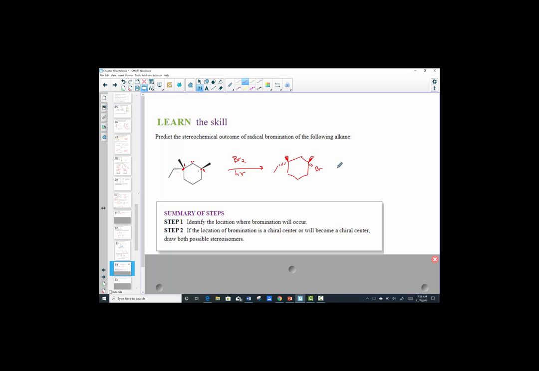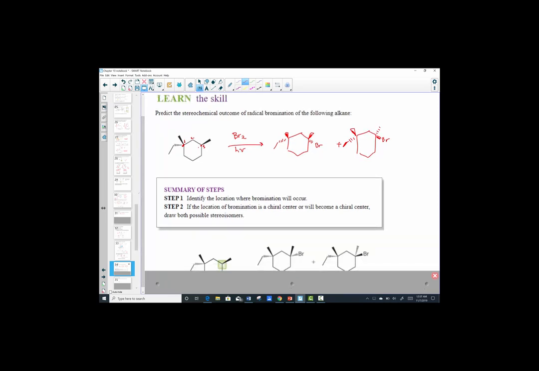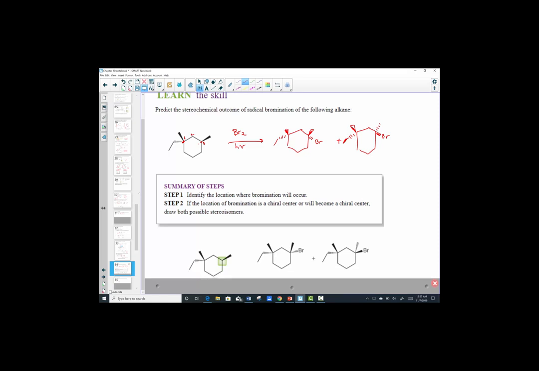It would add as a dash, and it could also add as a wedge. And over here then, if the methyl ends up as the dash, the bromine will be the wedge. And so there we just have both enantiomers form. And so we notice here that the place of attachment, the most stable radical, would be the tertiary position. The bromine added on to that position both in the dash and in the wedge position.